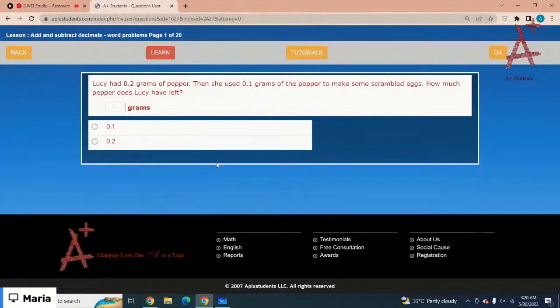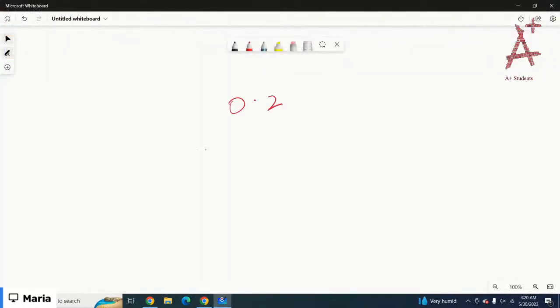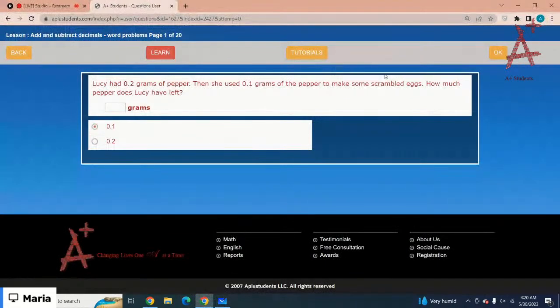Lucy had 0.2 grams of paper. Then she used 0.1 grams of paper to make some scrambled eggs. How much paper does Lucy have left? So you have to see how much Lucy has left. You have to subtract used from total. Total is 0.2 and used is 0.1. Subtract 2 minus 1 is 1 and it would be 0.1. So the correct option is 0.1.